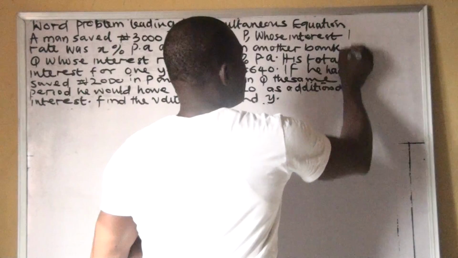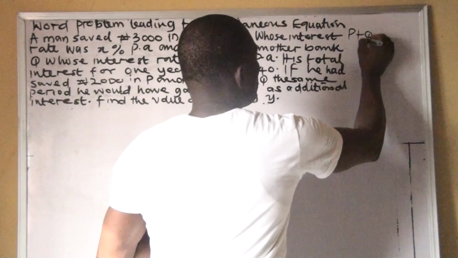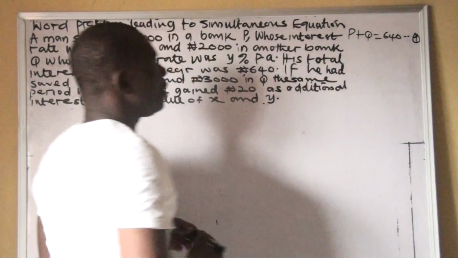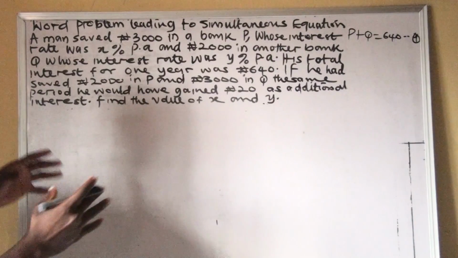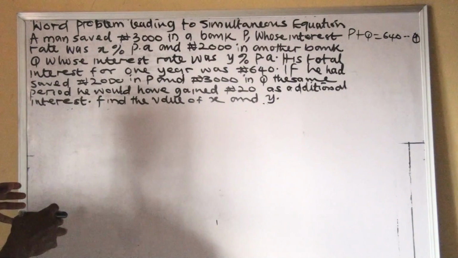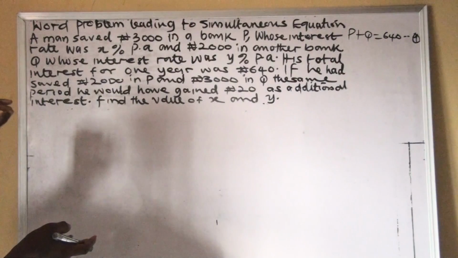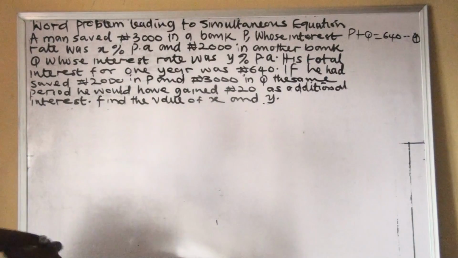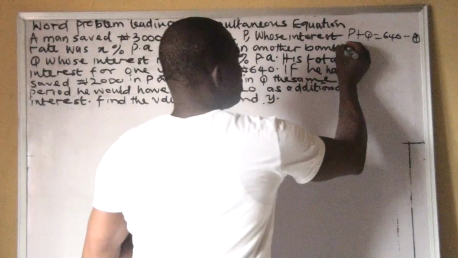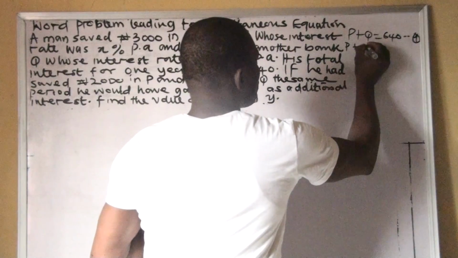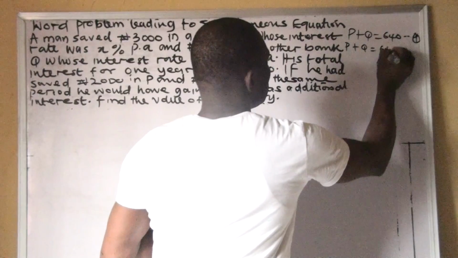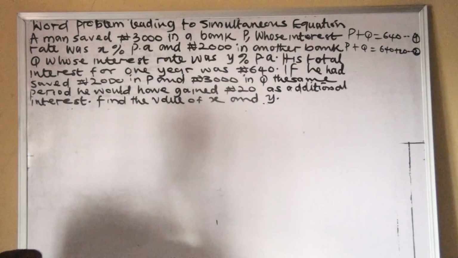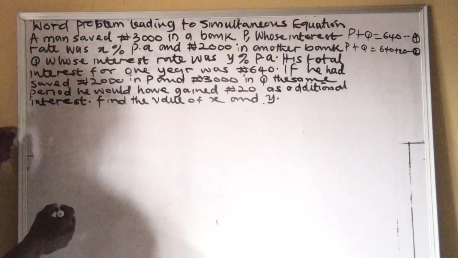That means P plus Q is equal to 640. This will form the basis for our equation 1. And at another point in time, when he decided to change the principal, investing 2,000 at X% and 3,000 naira at Y%, he gained an additional 20 naira. So here P plus Q is going to be equal to 640 plus 20 naira, which is the additional interest.